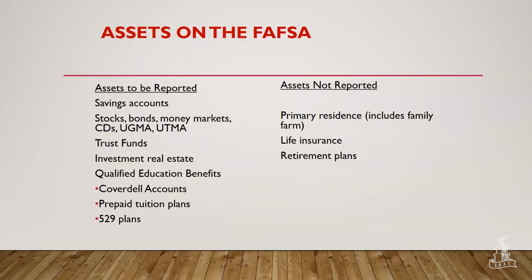So the assets on the FAFSA, this is what we discussed on the previous slide. Assets to be reported on the left here are savings accounts, stocks, bonds, money markets, CDs, UGMAs, UTMAs, trust funds, investment real estate, qualified education benefits. And then on the right there, just a couple assets to not report, which would be the house that you live in, including a family farm, life insurance, or retirement plans.